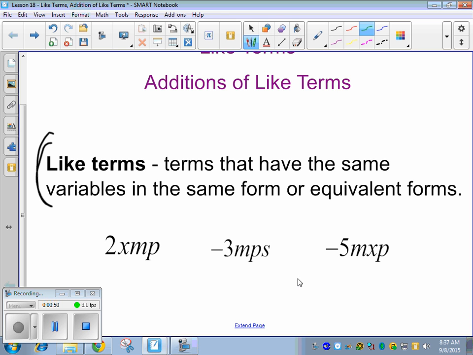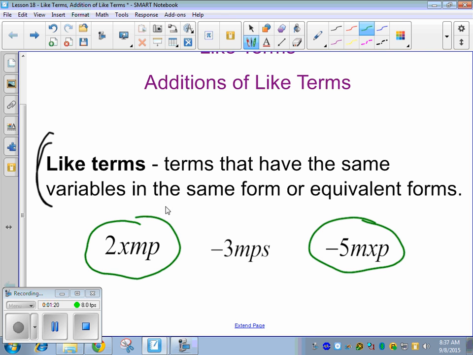So that's the commutative property of multiplication if we want to get really fancy and technical. The commutative property tells us that we can multiply stuff together and it doesn't matter what order it's in. So this one and this one have the same exact letters. They don't have to have the same numbers, just the same variables. So these ones both have an x, an m, and a p all multiplied together. So they are like terms.